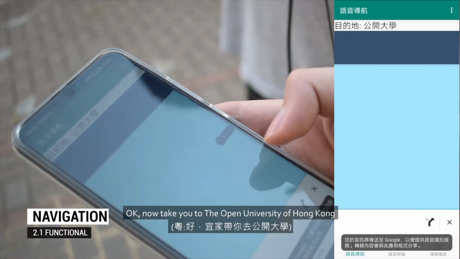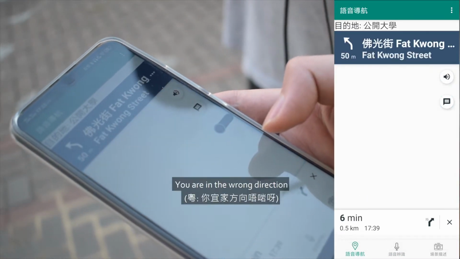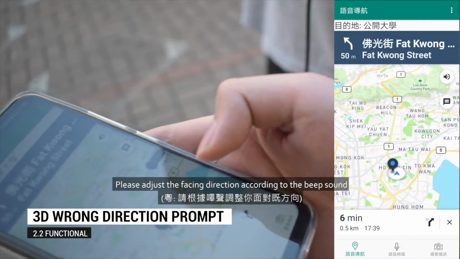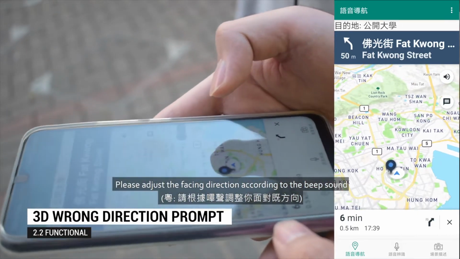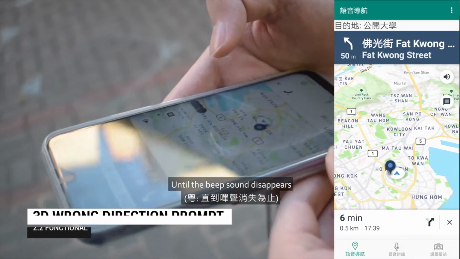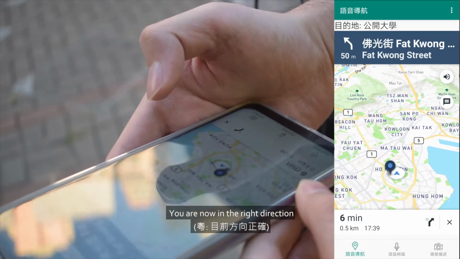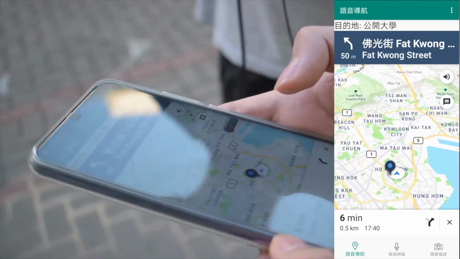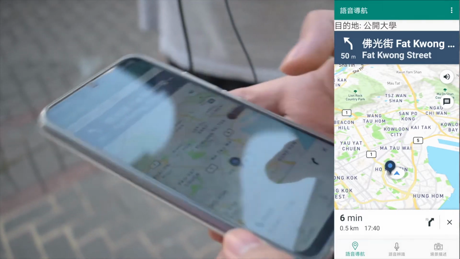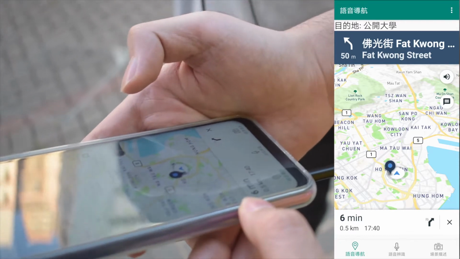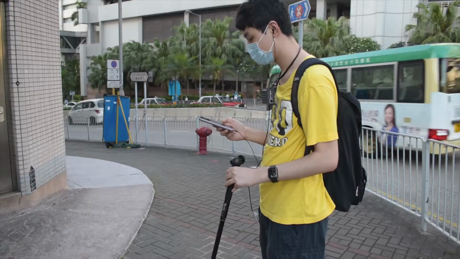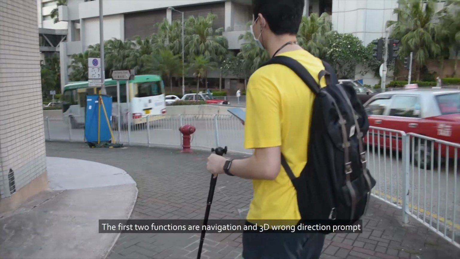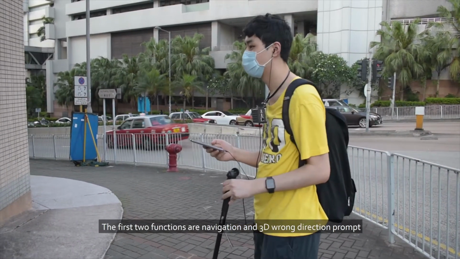好，而家帶你去公開大學。你而家方向唔啱啊，請根據必聲調整面向嘅方向，直到必聲消失為止。目前方向正確。 The first 2 functions are navigation and 3D one direction prompts.